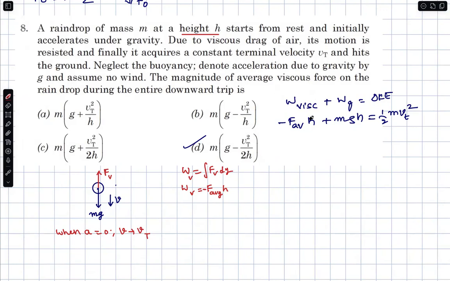So therefore, minus F average h plus, of course, mass of the drop remains the same, mgh is equal to half m vt square. So what do you want? F average. F average is mgh minus half m vt square divided by h, which is nothing but m times g minus vt square by 2h.